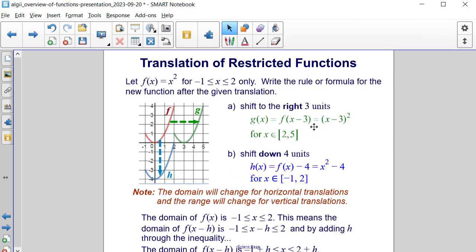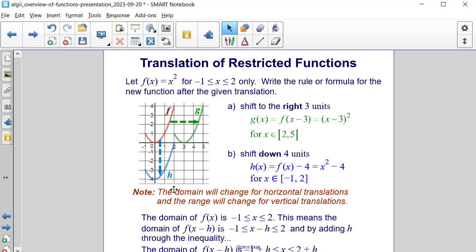And here are the solutions to this example problem, and they do match the solutions that we found. We found that g of x was equal to the quantity x minus 3 raised to the second power for x values between 2 and 5, including both endpoints. We also found that after shifting f down 4 units, we end up with h of x, which is f of x minus 4, or x squared minus 4, for x values contained in the closed interval from -1 to 2.